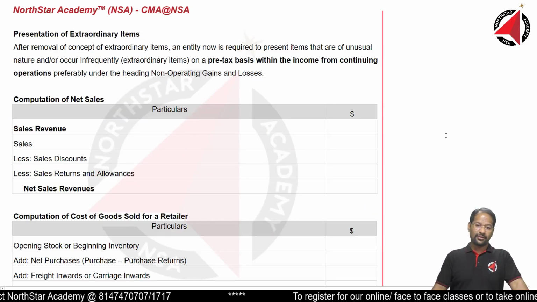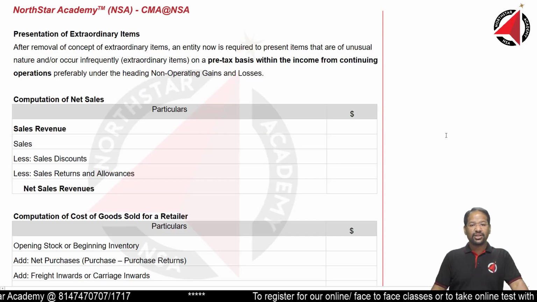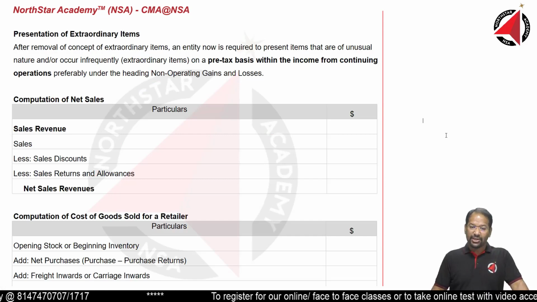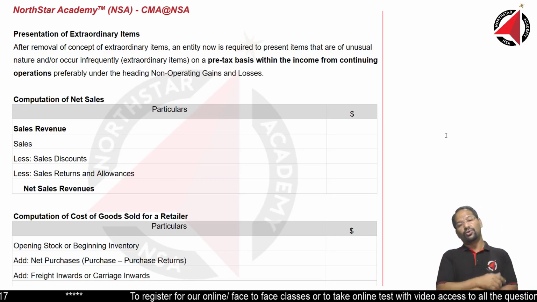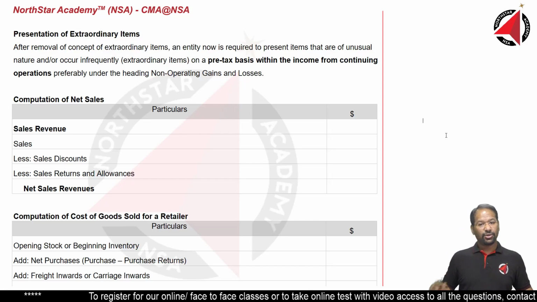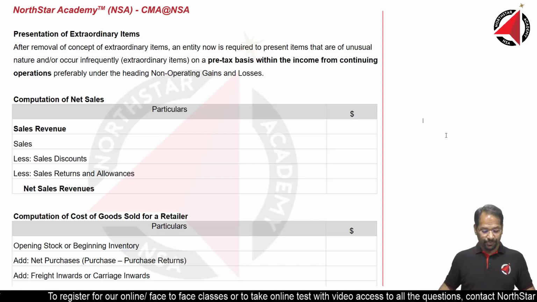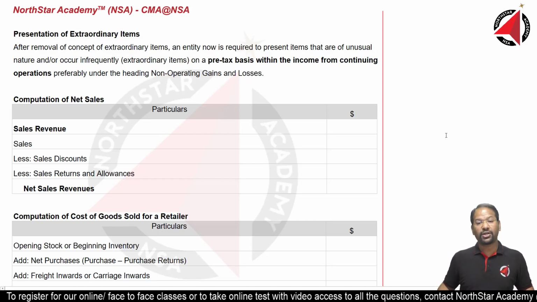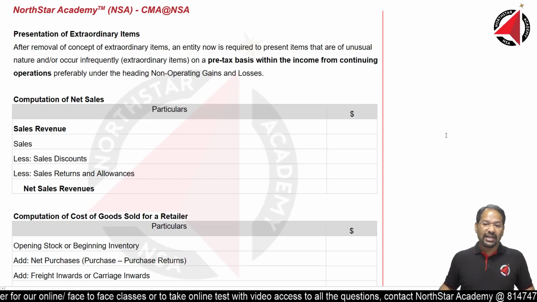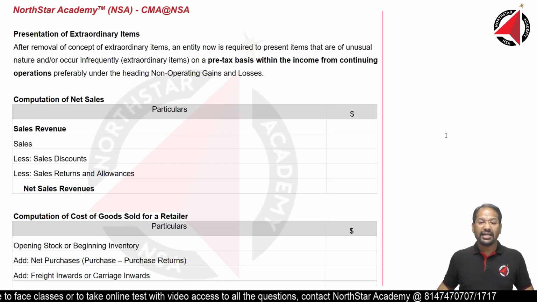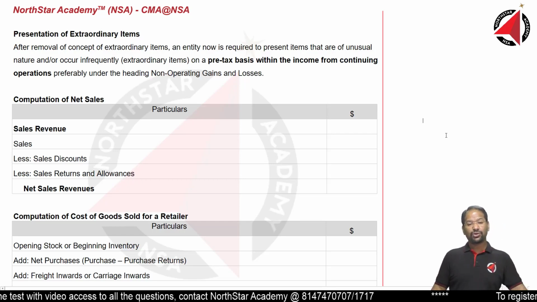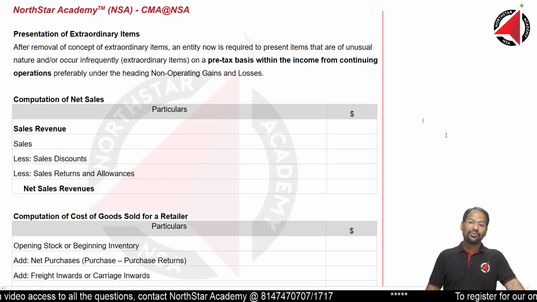Next page, presentation of extraordinary item. Like I mentioned, the extraordinary item concept has been removed, but what will we do with those items now? Where do we present it? So that is mentioned here. After removal of the concept of extraordinary items, an entity is now required to present unusual and non-recurring or infrequently recurring items on a pre-tax basis. Remember, it has to be shown before taxes, and where it is to be shown.